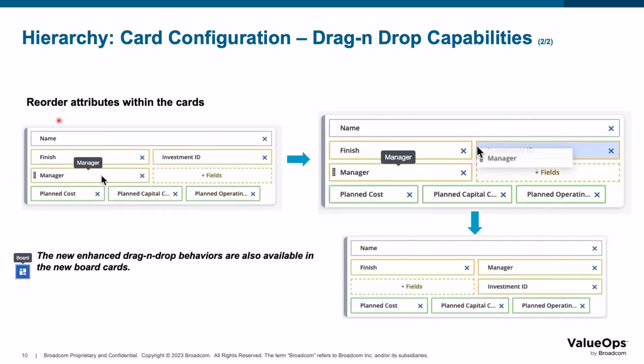Also new for this release is that we now are able to reorder the attributes on the card. So if you grab a particular attribute that's already on the card and drag it over to another field, you'll see the blue background and you're able to drag and reorder those items within the card. And this new reordering has also been ported back to our new board configuration. So it's on both the hierarchy cards and the board cards as well.